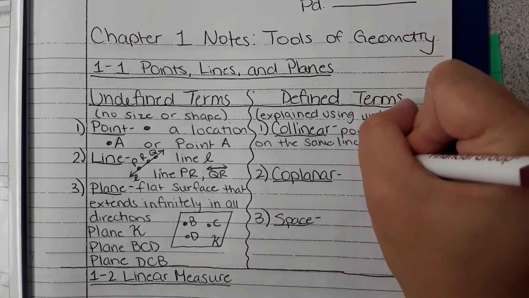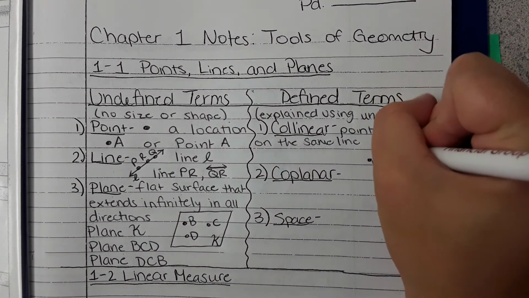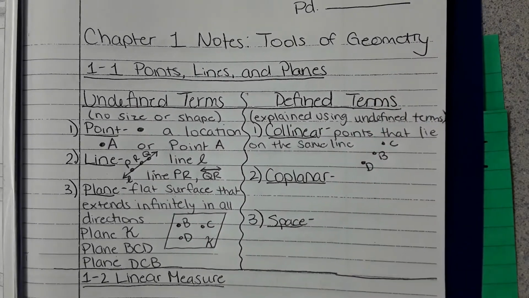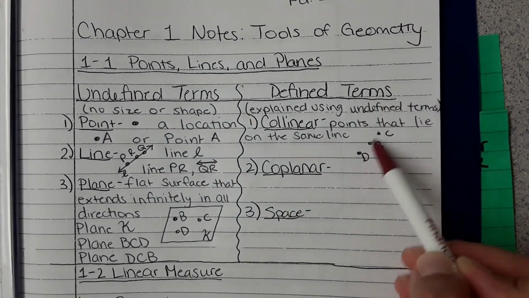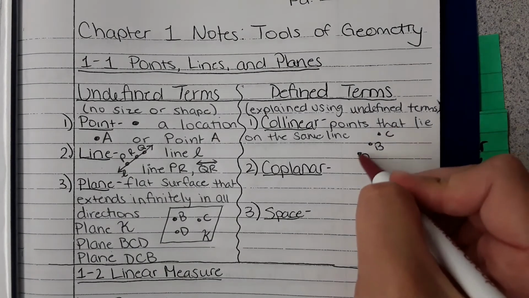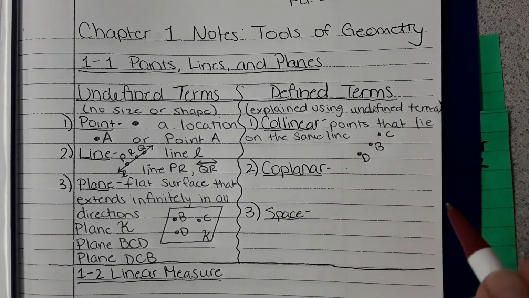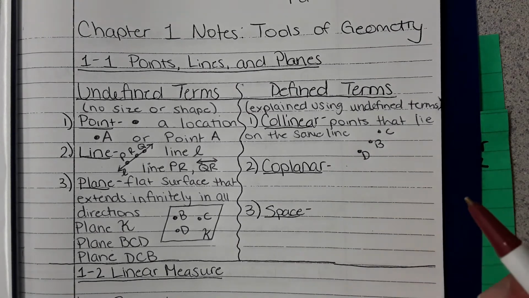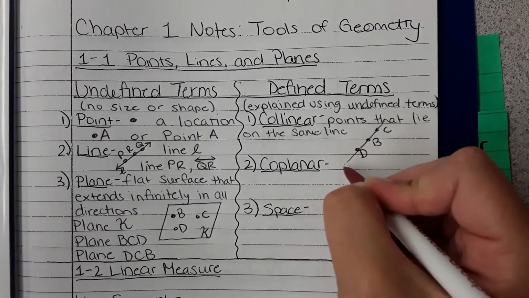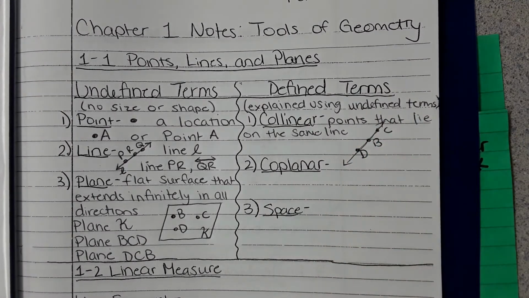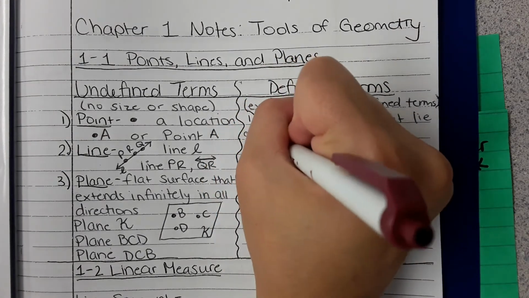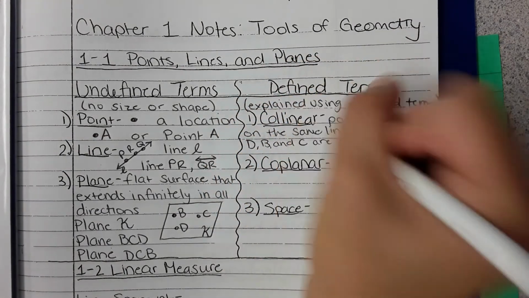So here I'm going to have 3 points. So here's 3 points, and as you can see, they're in a straight line. They lie on the same line. Sometimes you'll see a line drawn through the points, sometimes you won't. But whether there's a line drawn or not, they're still collinear if they're in a straight line. So again, sometimes you'll see that line, sometimes there won't be that line. So D, B, and C are collinear.